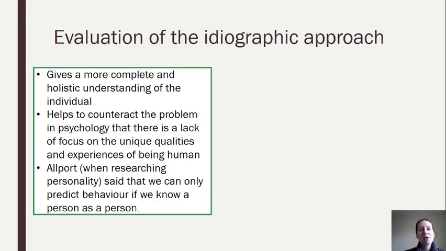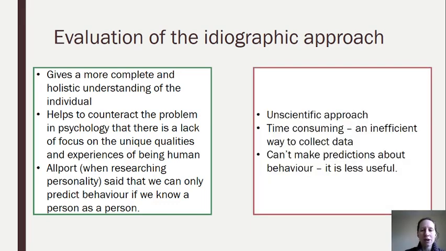And it helps to counteract the problem that in psychology, the use of the scientific method and lab experiment and so on means that we often don't focus on the unique qualities of people. And so using an idiographic approach can get round that problem, can help to balance out that lack of focus. And Allport, when he was researching personality, said that we can only predict behaviour if we know a person as a person. So even if we've got a general law, we still can't predict someone's behaviour from that, really, not unless we properly know them as a person.